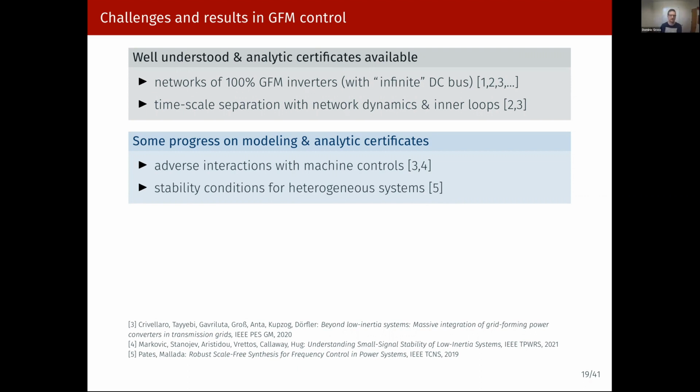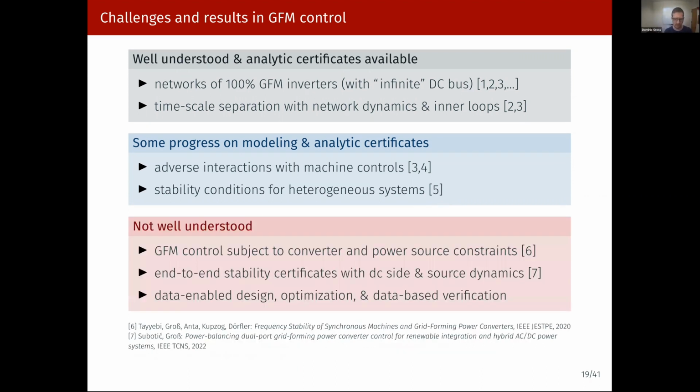First of all, the grid forming control subject to converter and power source constraints. That would be that, if you have a converter that is backed by photovoltaics, you cannot generate more than the maximum power point of the photovoltaics, even if you curtail it. It's completely not accounted for in the analysis of the controls that I've designed and shown you before.